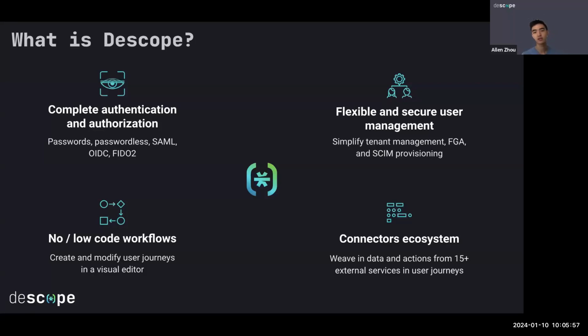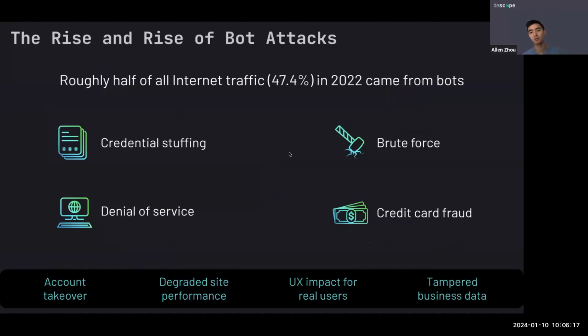And finally, there's the user management aspect, which is related to all the other ones, but also includes like authorization. So we have stuff like role-based access control, attribute-based access control, and relationship-based access control, and we help developers implement that really easily. So that's enough on Descope.